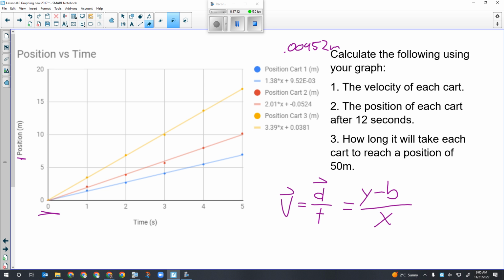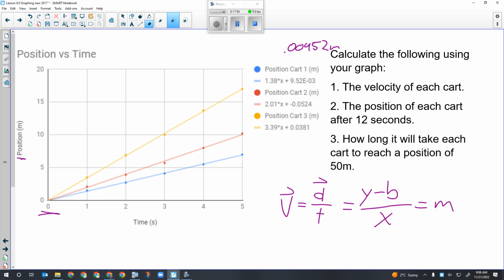Time is on the x-axis. What's missing there? What does y minus b divided by x equal? M. So what does that mean the slope of this graph equals? It means it equals velocity. Almost all of the formulas we're going to use are actually derivations of y equals mx plus b, so they're learned, essentially, from a graph. In this case, the velocity of an object is equal to the slope of its position versus time graph.